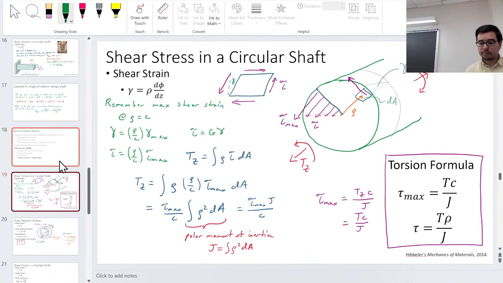Okay, here it is. First we derived that gamma is equal to rho d phi dz. And then we said that it varies linearly. The shear strain and the shear stress both vary linearly as a function of our distance from the middle. At the middle, it's zero for shear stress and zero for shear strain as well. As we get to the outskirts of the rod or the shaft, that's where the shear stress and the shear strain are going to be maximum.